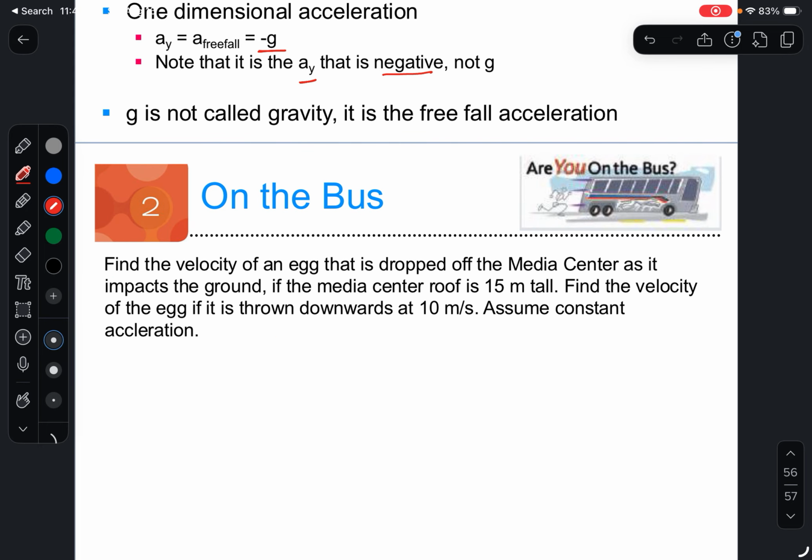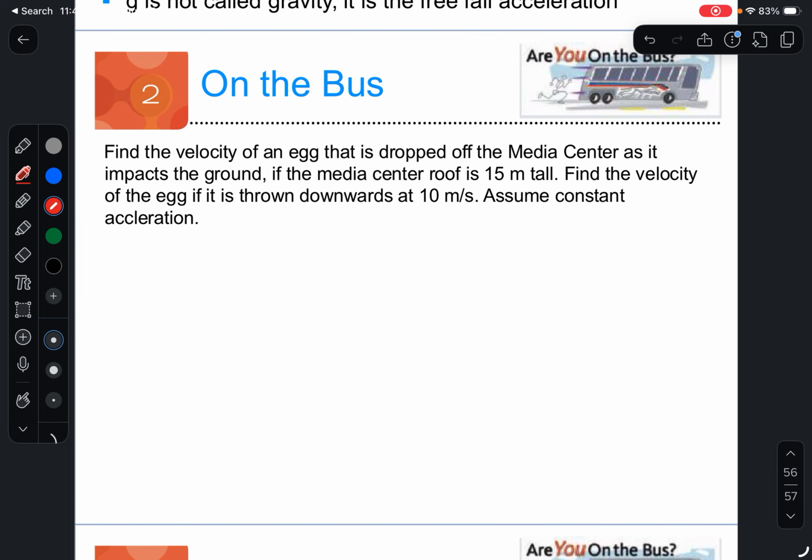Okay, let's look at this problem. In this one, you're asked to find the velocity of an egg that's dropped off a media center as it impacts the ground if the media center's roof is 15 meters tall. Find the velocity of the egg if it's thrown downward at 10 meters per second. Assume constant acceleration. So that tells us that we're dealing with a kinematic equation again.